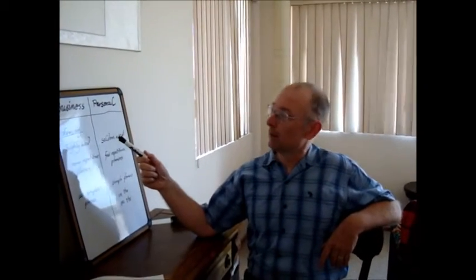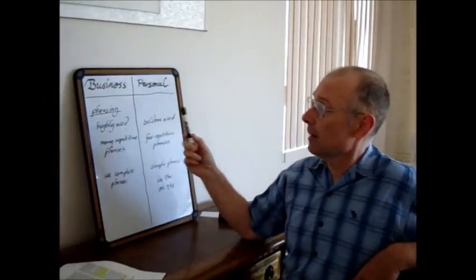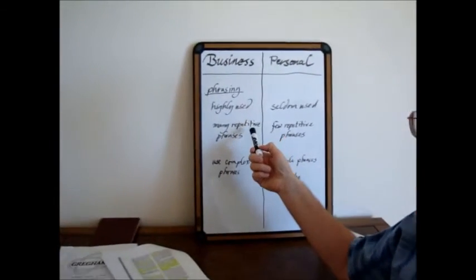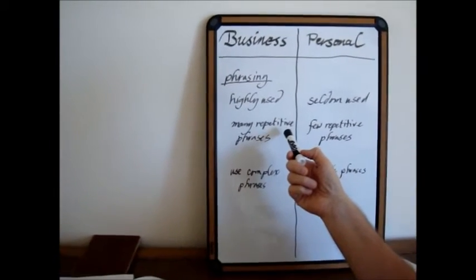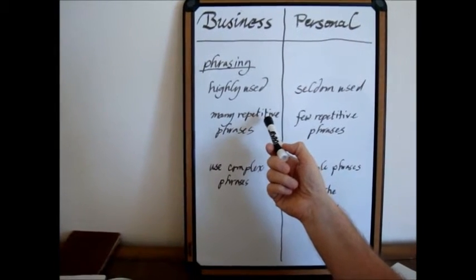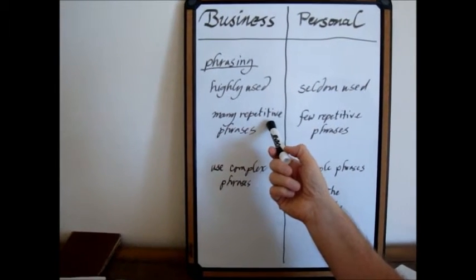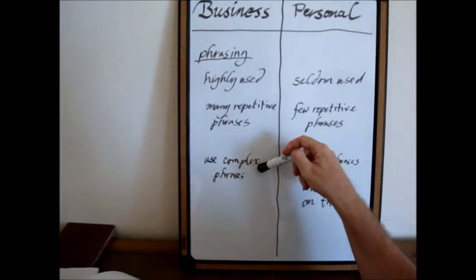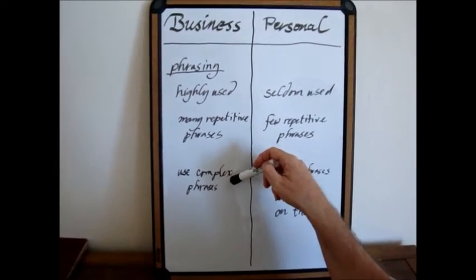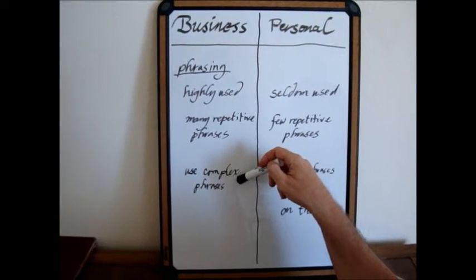Now let's take a look at the differences between business and personal use of phrasing. In business applications, phrasing is highly used. There are many repetitive phrases, for instance, when a secretary takes a letter for dictation. So there's phrases that are going to come up over and over again. And some of those phrases can be quite complex. And so the secretary has a use for studying the phrasing in that nature.